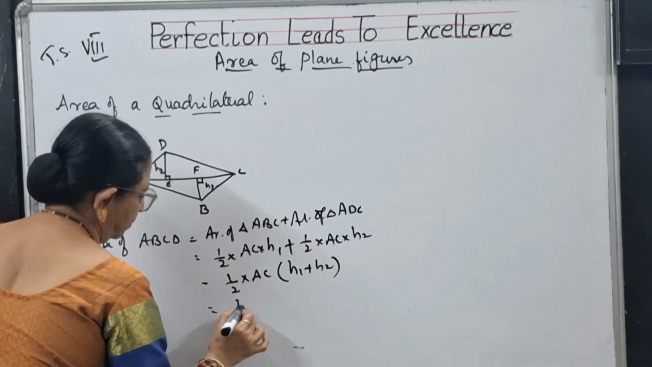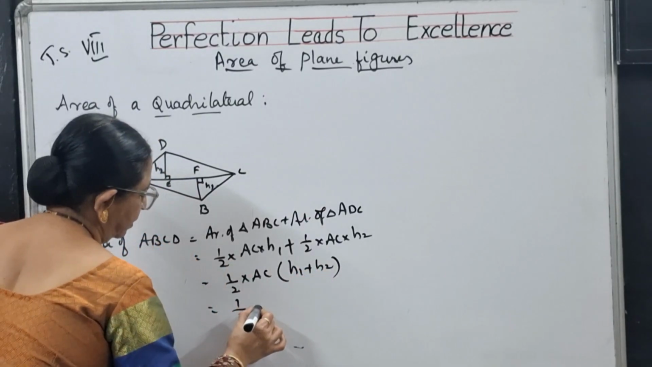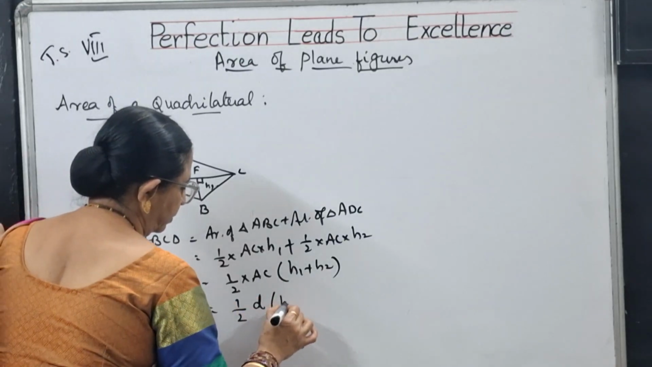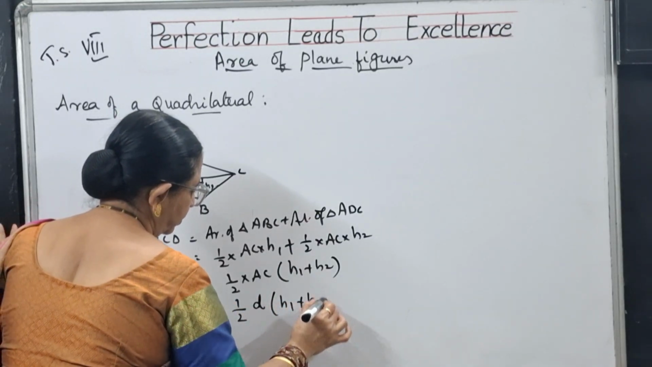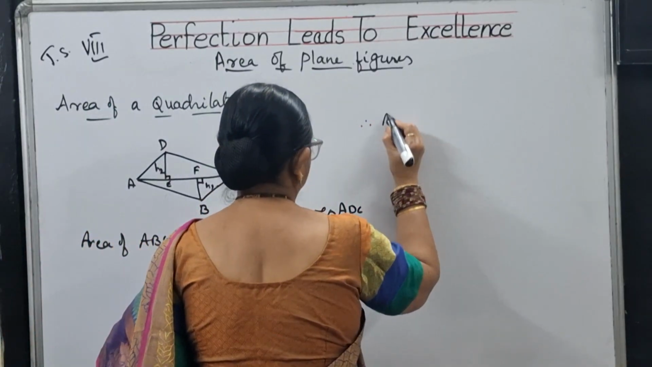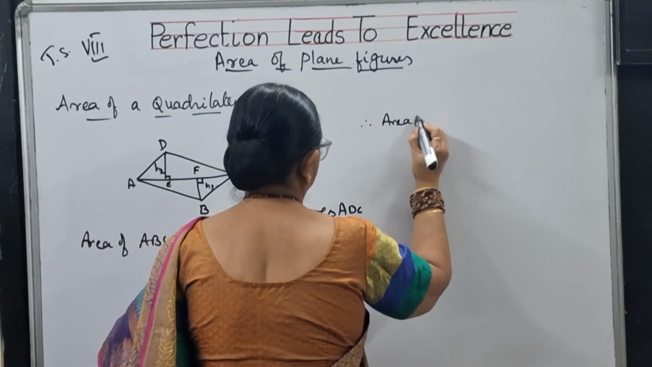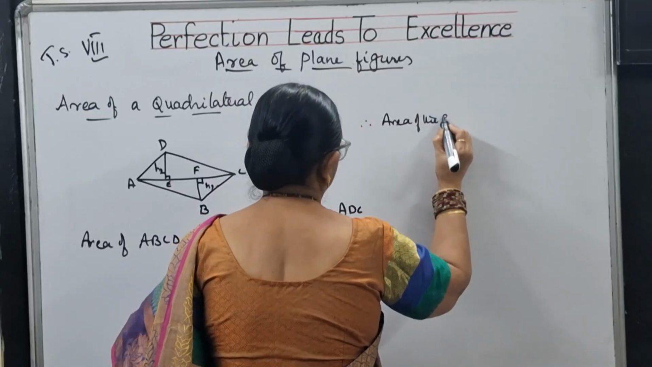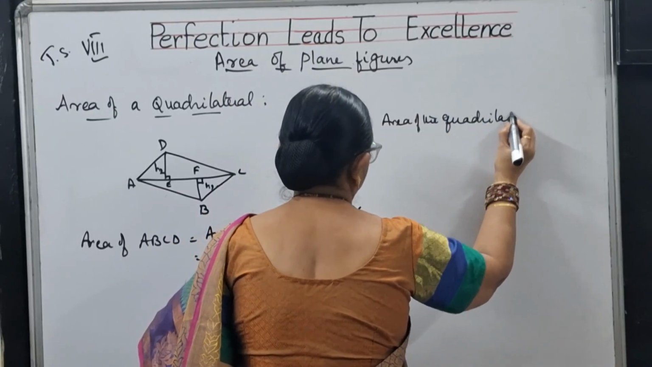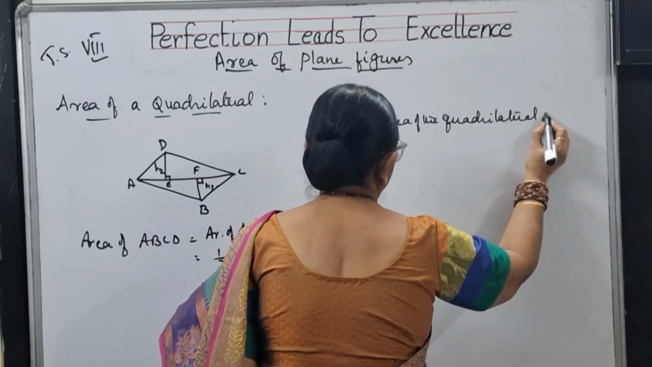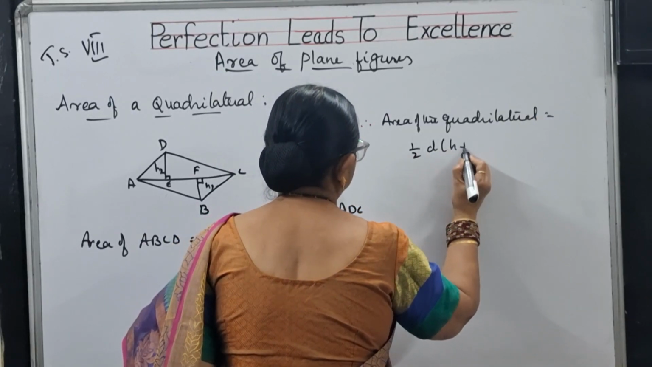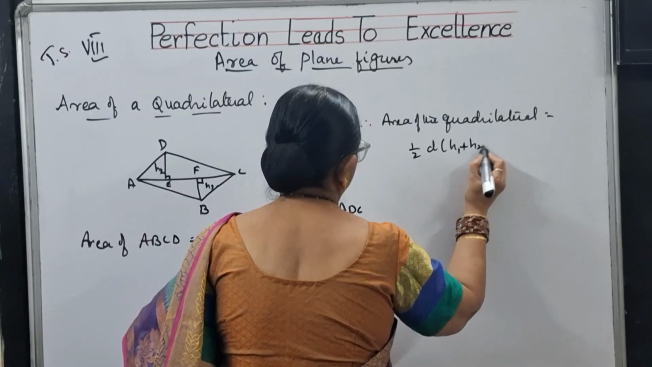Now children, what is this AC? AC is the diagonal of the quadrilateral. Half d into h1 plus h2. Therefore, area of the quadrilateral is equal to half d into h1 plus h2.